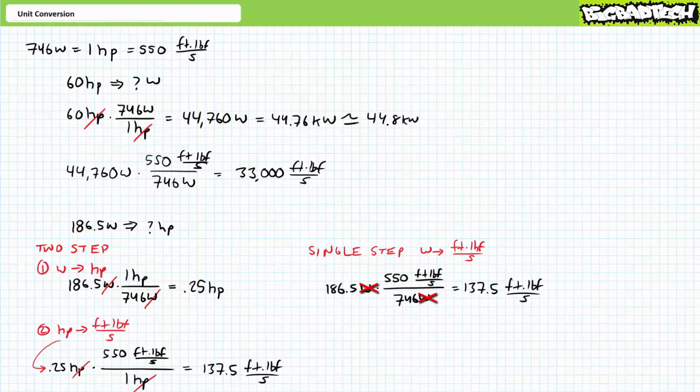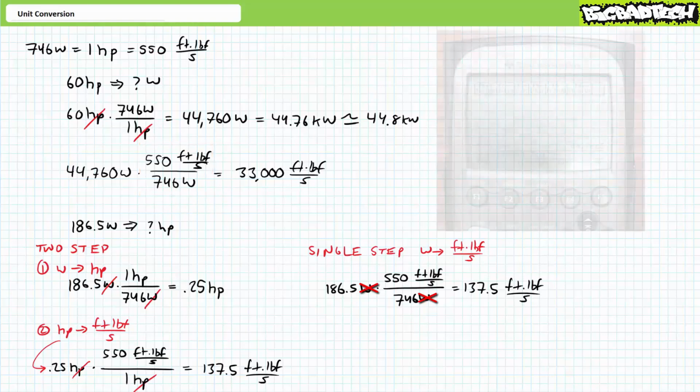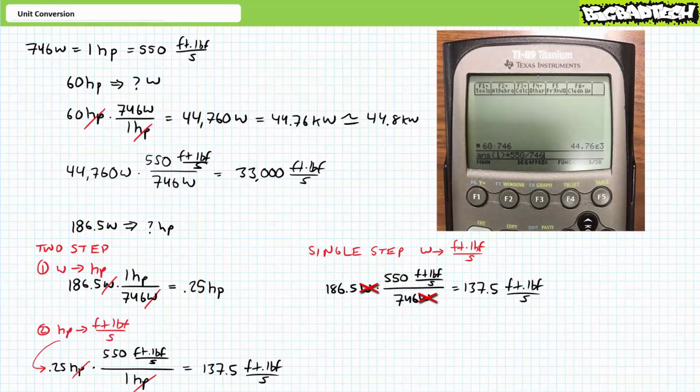Either method should yield the same result. I'm going to convert watts to foot-pounds force per second. The unit we want is foot-pounds force per second. The unit we don't want is watts. 550 foot-pounds force per second over 746 watts is 1. Enter 44.76 EE3, or better yet, use the previous results. This will save you from re-entering data. Notice you got to use the unrounded entry 44.76 E3, not the rounded answer 44.8 E3. You must use the complete unrounded entry for the most accurate results. Multiply this by 550, divided by 746.